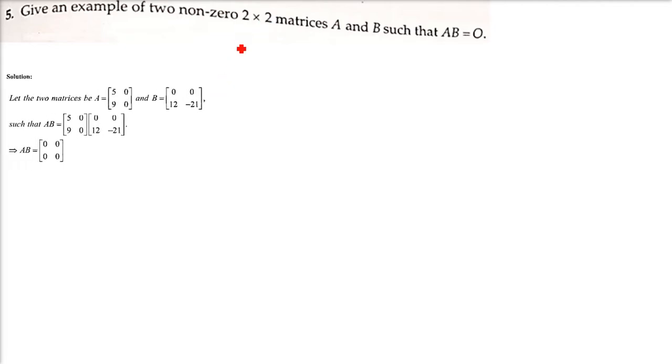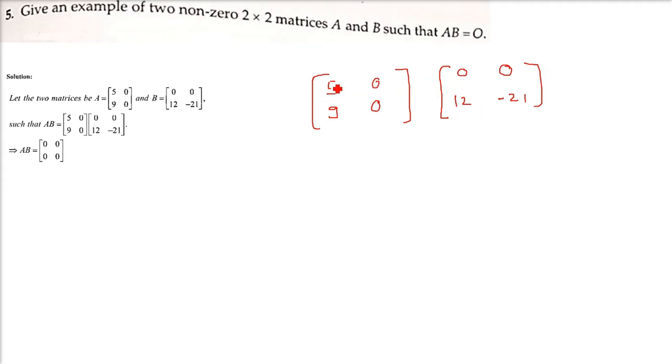Give an example of 2 non-zero 2 cross 2 matrices A and B such that AB equals 0. If this type of question comes, whether it is 3 by 3 or 2 by 2, you just have to see that in the multiplication you are multiplying the row of the first matrix with the corresponding column of the second matrix. So the multiplication of each element of the row with the column one by one should be 0. That is, I take one column with values and the other column as 0.